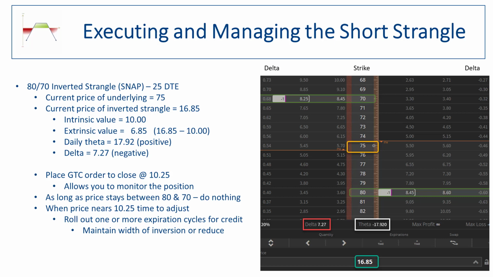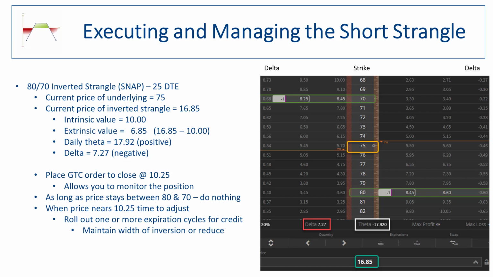There is $17.92 per day in theta decay. The delta of the trade is negative 7.27. Place a good until cancelled order to close the trade for $10.25 plus or minus. By having a working order for slightly more than the width of the inverted strangle, we can monitor the trade daily. As long as price remains between the short 70 call and the short 80 put, no adjustment is necessary.